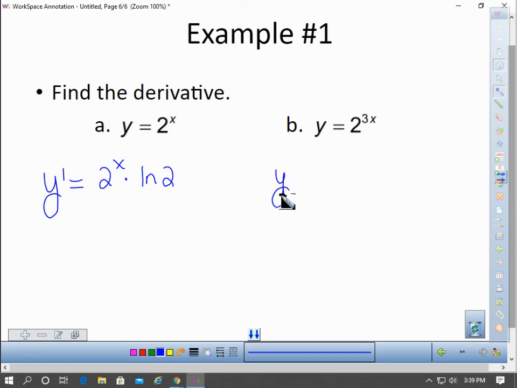And then over here, y prime, it's its own derivative, 2 to the 3x. I have to remember to chain on the derivative of my exponent, which is 3. I also have to remember to chain on the natural log of the base I'm in, and that's your derivative. That's all you do. You don't have to multiply anything out, don't have to do anything else. That's how you take the derivative of bases that are not e.